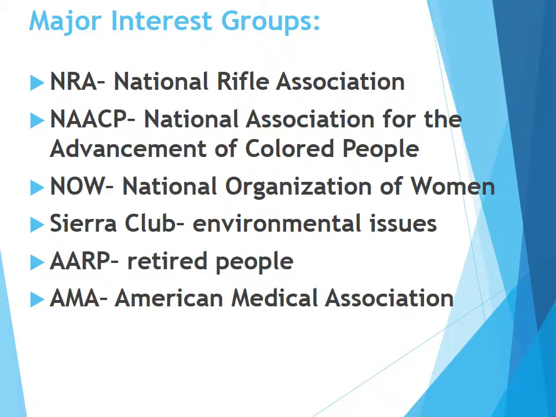You probably have heard of some of these: the National Rifle Association, the National Association for the Advancement of Colored People, the National Organization for Women, the Sierra Club, AARP for Retired People, American Medical Association. These are all major interest groups, and they definitely play a part not only in our everyday lives, but in the lives of candidates who are running for office.